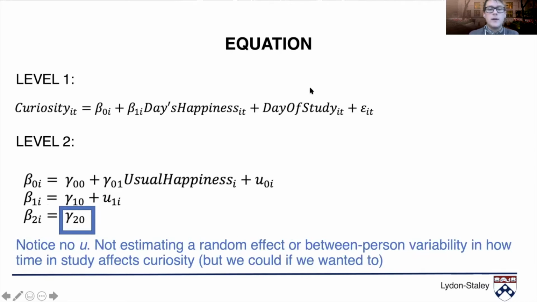Here, we're accounting for the effect of day of study on curiosity. Notice that there's no u, so we're not estimating a random effect, in other words, we're not estimating between-person variability in how time in the study affects curiosity. We could if we wanted to, but I'm just showing you that you have flexibility with whether you model between-person differences or not. Because I'm including this as a confounder, it's not something I care about substantively, I'm just including the gamma parameter.